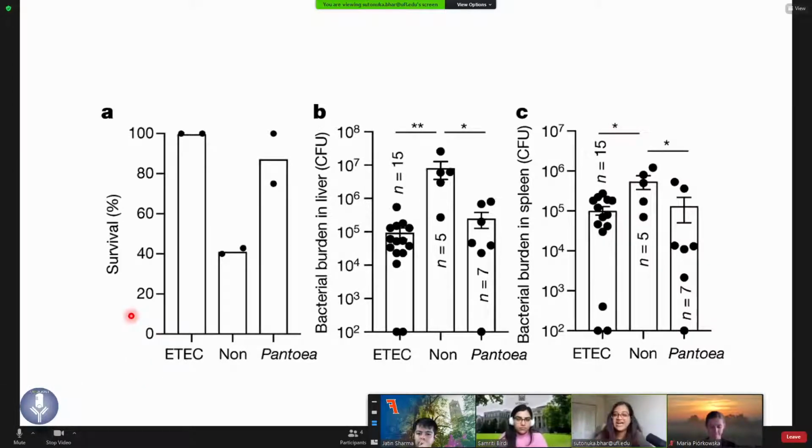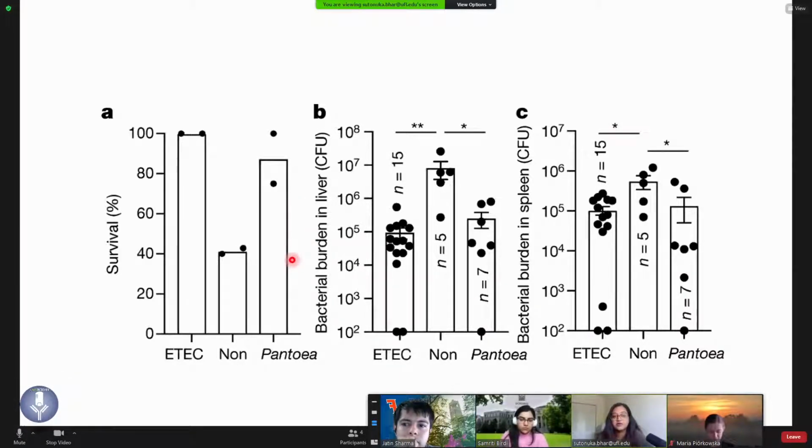Let me rephrase that. Germ-free mothers were immunized with either formalin killed ETEC, which was taken as a positive control because, of course, killed ETEC will be a perfect vaccine for ETEC infection. And there were also unimmunized mice as a negative control. And they are testing formalin killed Pantoia to check whether it acts as a proper vaccine or not. And all the pups were infected after vaccination. So the mother was vaccinated, the mother was germ-free, and the pups were infected with ETEC, and the normal breastfeeding happened. And then this figure shows the survival and the bacterial burden in liver or spleen.